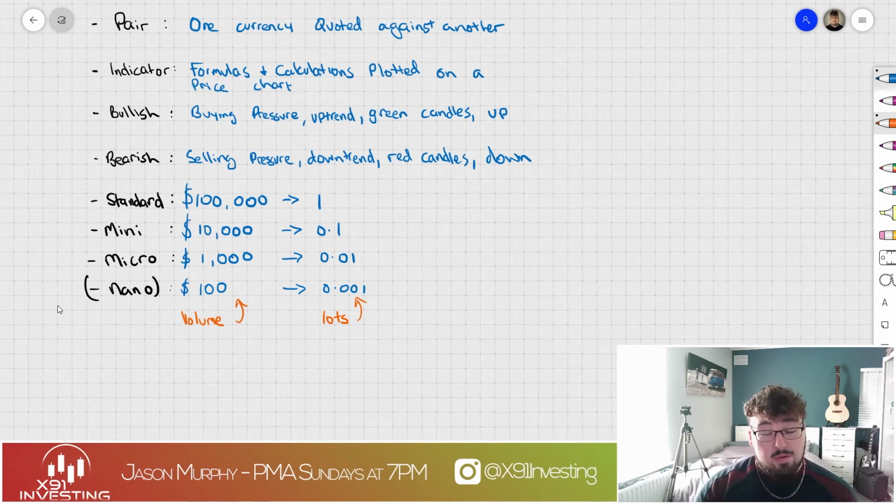I'll be bringing out a video about leverage in the future, but with nano lots, it's not really worth it for the minuscule amount that you're going to be making off that amount of volume on a trade. You need substantial movements every day on a currency, and other than cryptos, there's nothing volatile enough to be able to trade that kind of lot size.